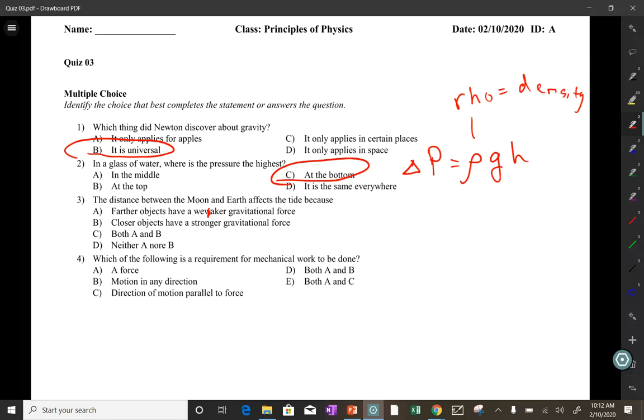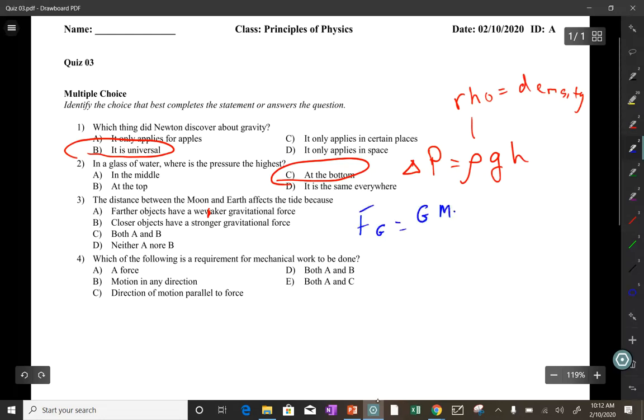Okay, third question. The distance between the moon and the earth affects tide because, why does it affect tide? Farther objects have a weaker gravitational force and closer objects have a stronger. So this is where we had that actual equation, the force of gravity is equal to this equation. Our textbook uses D, most use an R there. In this equation, what is capital G? It's the gravitational constant. Lowercase g was the acceleration of gravity, capital G is the gravitational constant.